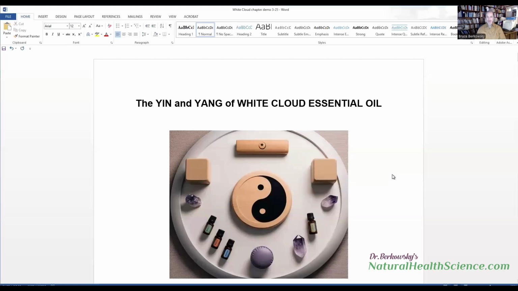So here we go. So as you can see here, it says the yin and yang of white cloud essential oil. Now, I will say here that this is a lot more than just about the yin and yang of white cloud essential oil, but you will learn a lot about that understanding of how to approach essential oils from that particular perspective. Let's take a look and let's see where it's going to go.